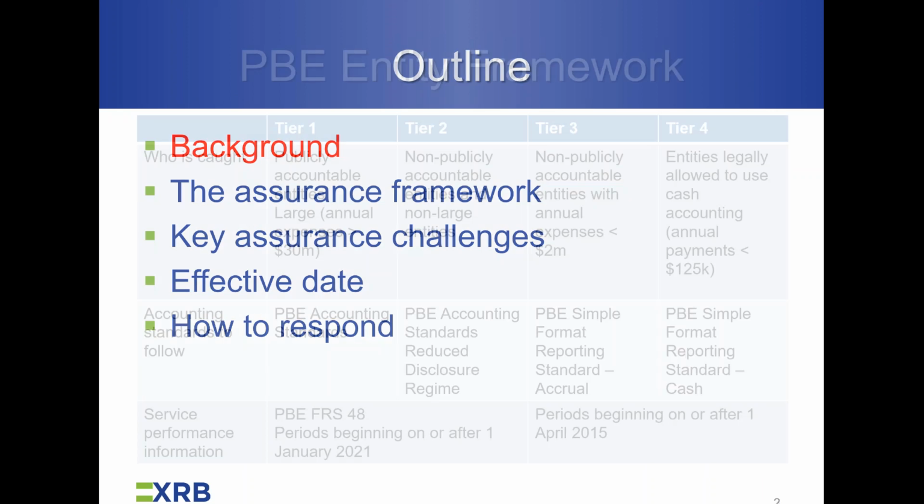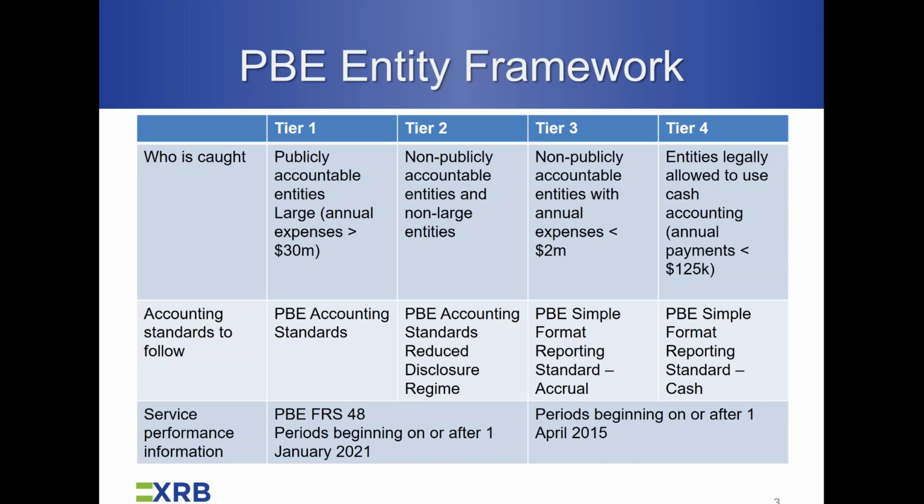In terms of a quick background and recap in terms of our PBE Entity Framework, from a preparer's perspective, there are 4 different tiers of preparers, which is determined according to whether an entity has public accountability, according to its size and the amount of its annual expenditure.